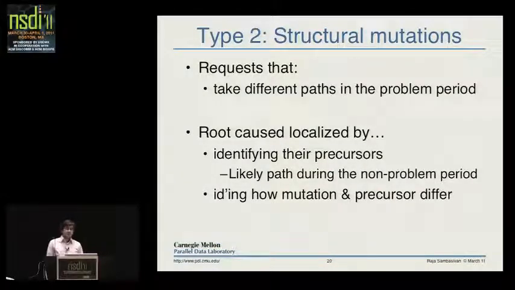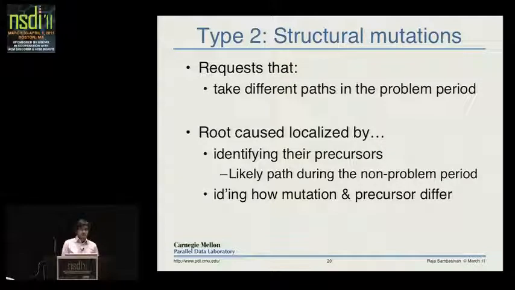The second type of mutation we consider are structural mutations. These are requests that take different paths in the problem period as opposed to the non-problem period. That is, they execute different functions, access different components, and so on. The root cause of these mutations can be localized by identifying their precursors, or their most likely path during the non-problem period, and showing how the mutation and the precursor differ.